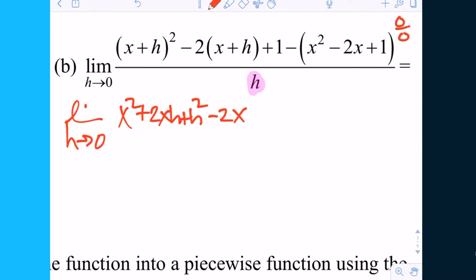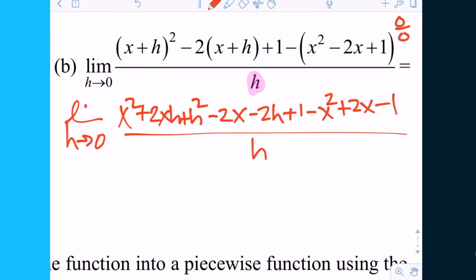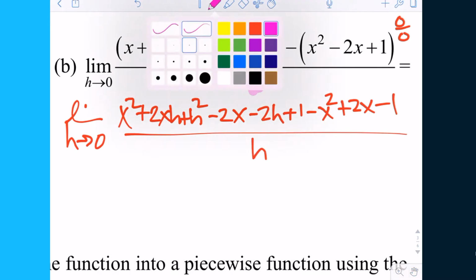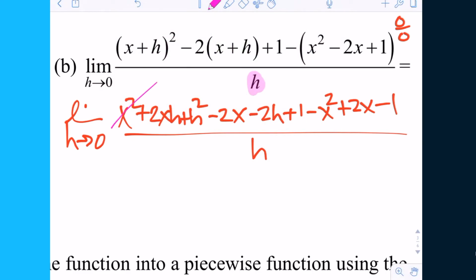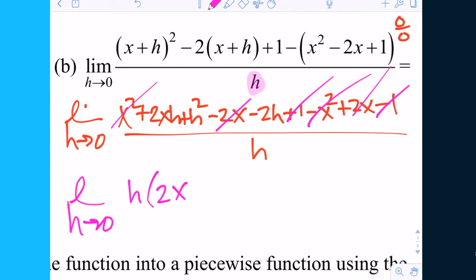Distribute: negative 2x minus 2h plus 1 minus x squared plus 2x minus 1, all over h. These problems should work such that anything in the top without an h should cancel. Make sure they do. Don't just assume that they will, because then you can catch a careless mistake. Everything that is left in the top has an h in it, and it can be factored out. So we get 2x plus h minus 2 all over h, divided out. Plug in a 0 for any h that remains, and you get 2x minus 2.